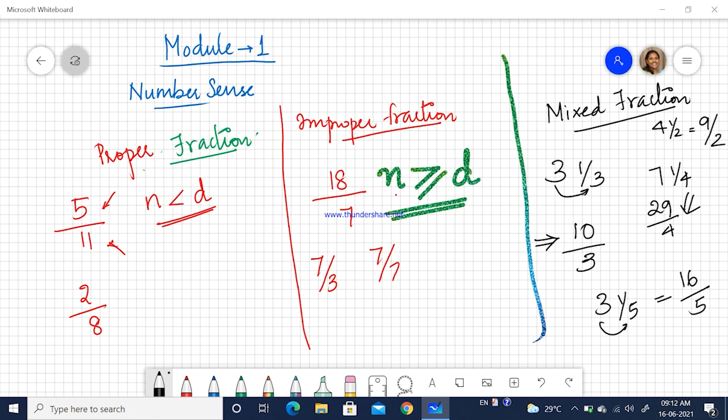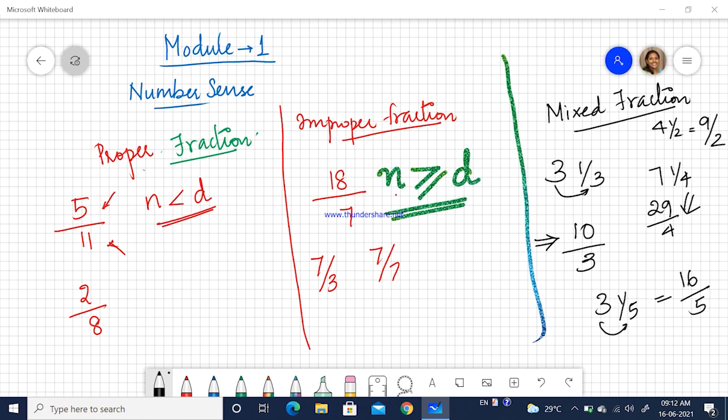This is all about numbers. We learned about prime numbers. Prime numbers have only two factors, the number itself and 1. Composite numbers have factors other than unity and itself. Then even and odd numbers: a number divisible by 2 is called an even number, and a number which is not divisible by 2 is called an odd number.